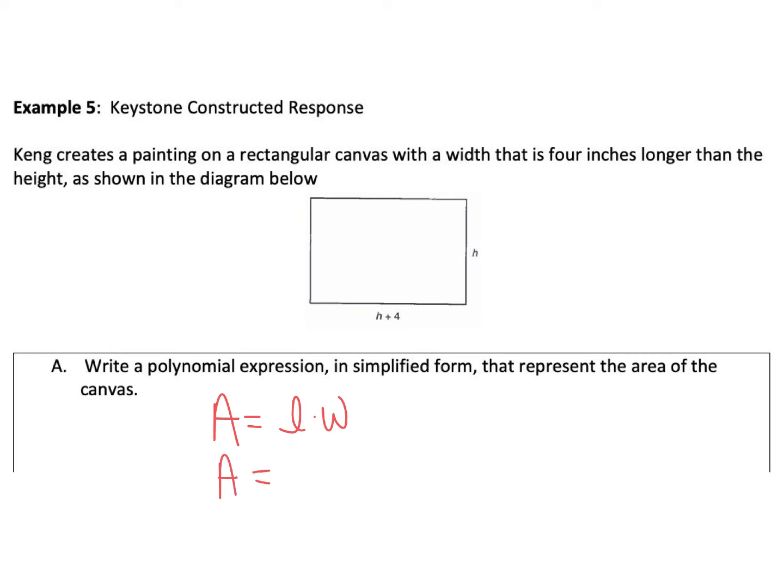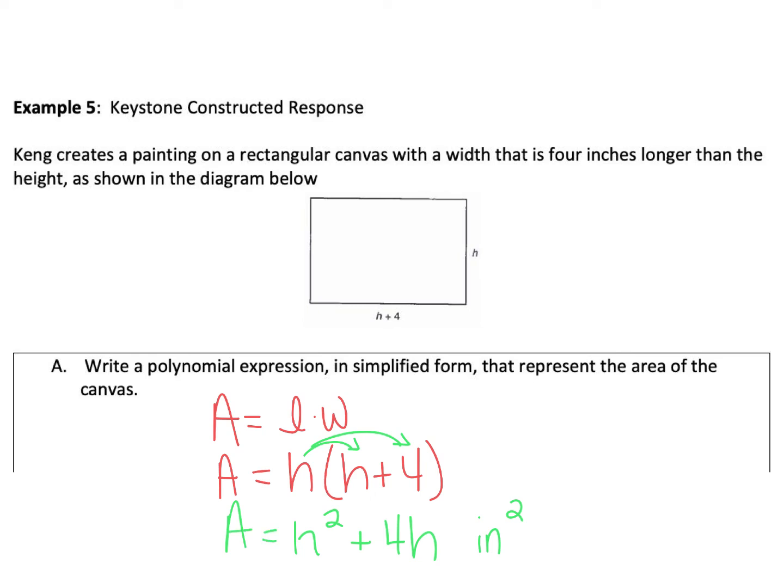I'm going to write h times h, the quantity of h plus 4. And I think, how do I simplify this? Well, simplify means no like terms and no parentheses remaining. So that gives me h squared plus 4h square inches for my area.